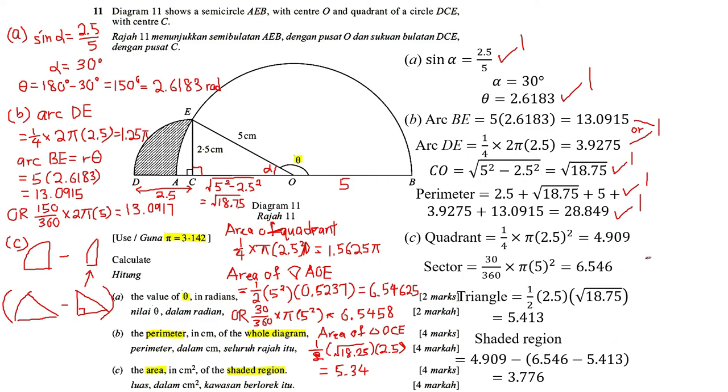3.776. First mark is given once you find the area of either the quadrant or the sector. Okay, second mark is given once you find the area of the small region. Third mark is given once you use the quadrant minus the area of the small region. Lastly is your final answer 3.776.